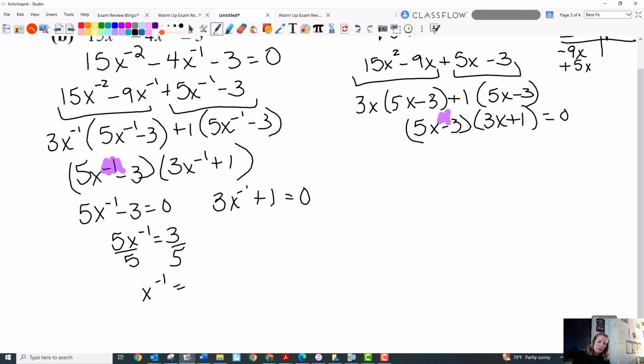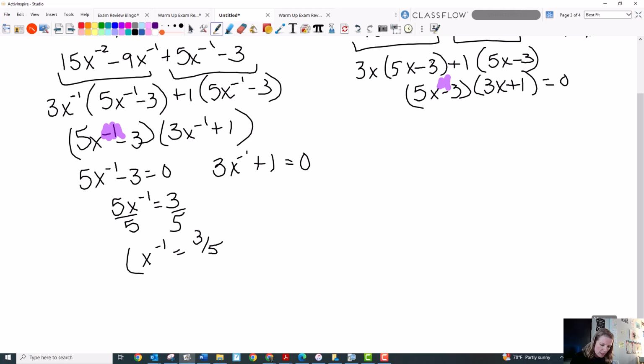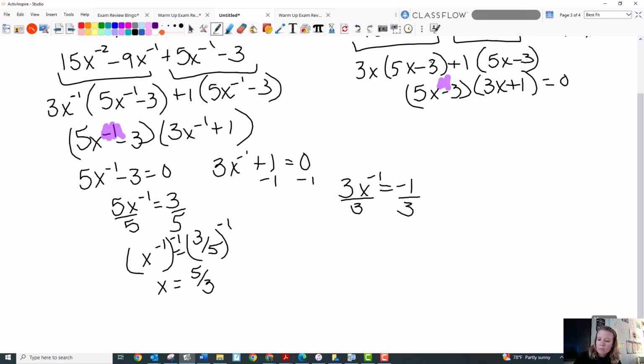Now, to get rid of a -1 exponent, you raise it to the reciprocal, so -1, or you just raise it to the -1 again, and that gives me +1. And what that -1 does is flip it. It's the inverse. When you raise something to the -1, you essentially just flip that fraction. So here we have 3x to the -1 equals -1, divided by 3. x to the -1 equals -1/3. To get rid of the -1, we just flip it. So x equals -3. I definitely lost a negative.